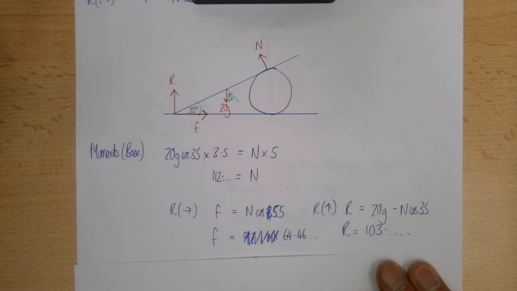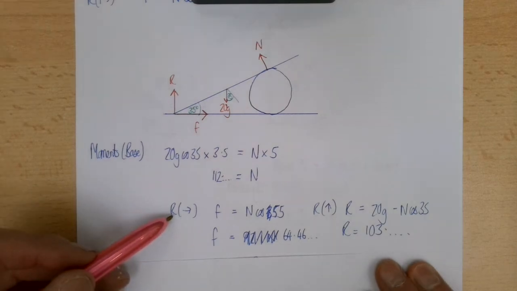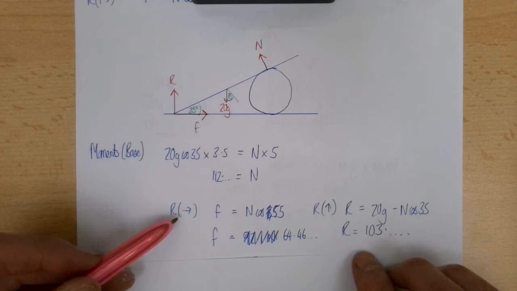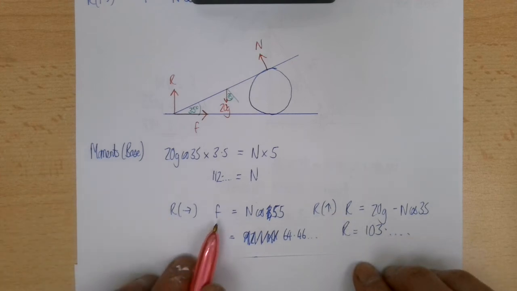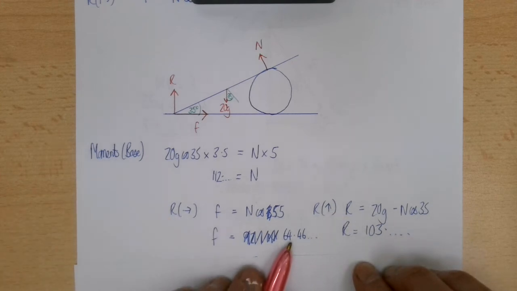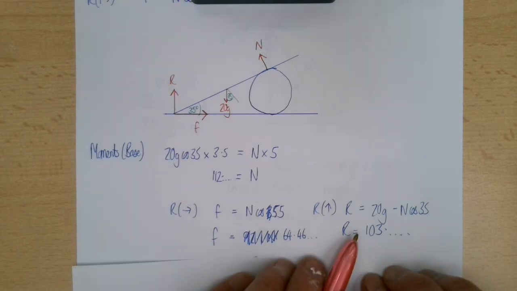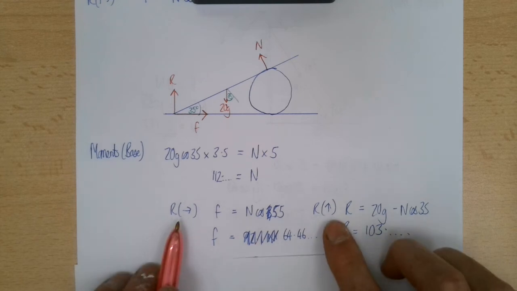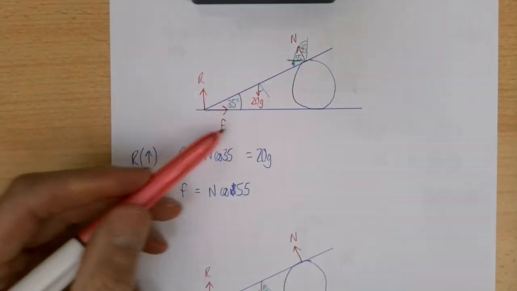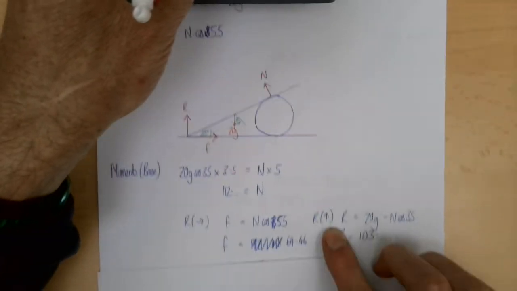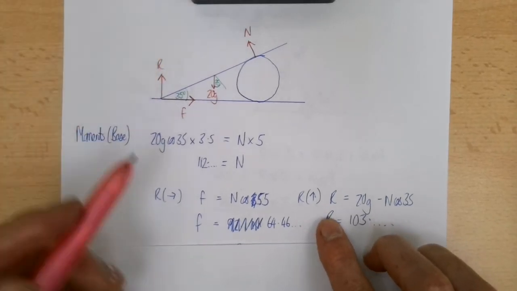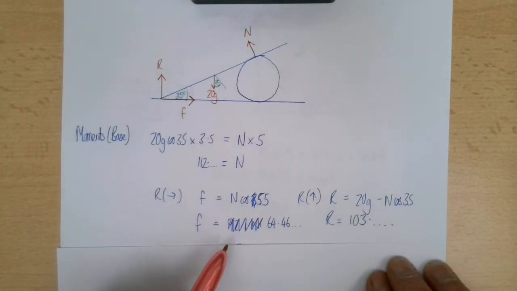So if I feed that result into the resolving vertical and horizontal statements, I get a value of F. Again, I've stored that. And I get a value of R. So that's just the two statements we had a moment ago here. Now we know what N is, we can plug that value in here and here.